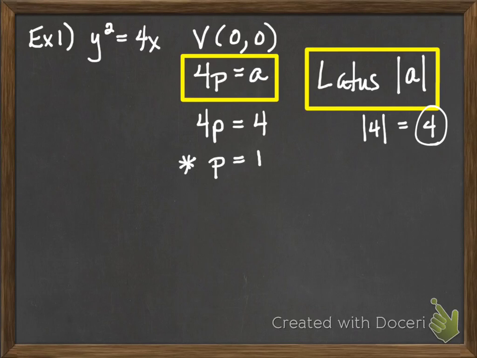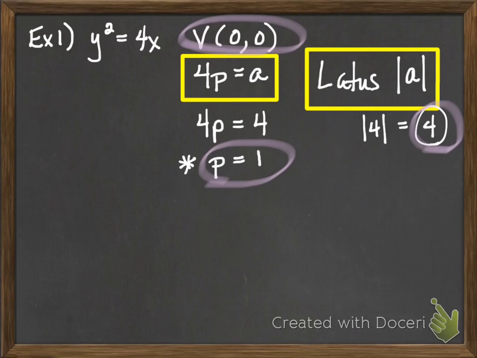You got to know the vertex. You got to know the P value, and you have to know how long the latus rectum is. And the fourth thing that you have to know is whether your parabola is going up or down or left or right.